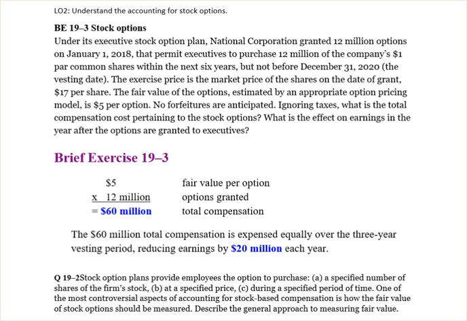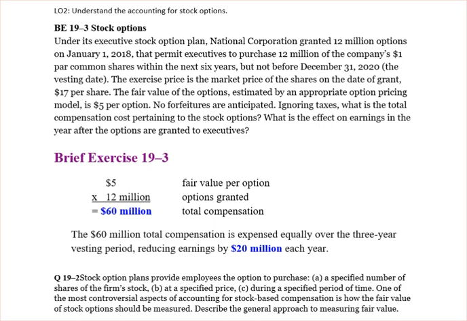A stock option becomes worthless if the current stock price then for this one goes below 17, because they could buy it in the market, say, for 16. Why would they exercise an option and pay more than market price? And they wouldn't do that. They would just let those options expire. So the options have a time period in which they can be exercised, and that is the vesting date, and they have an expiration date.